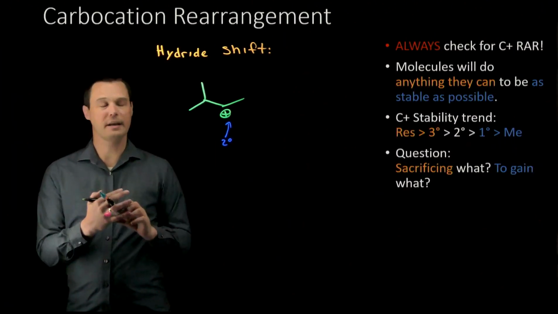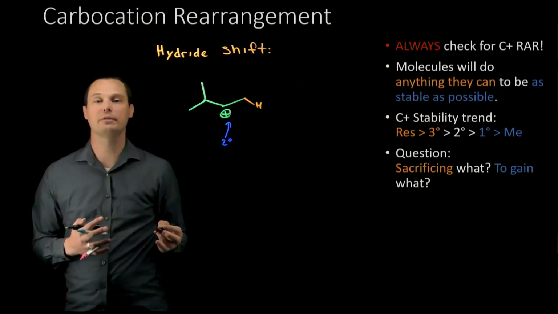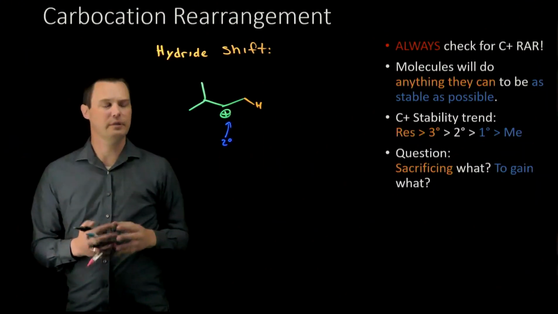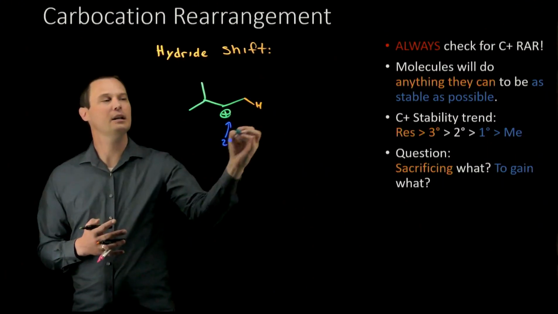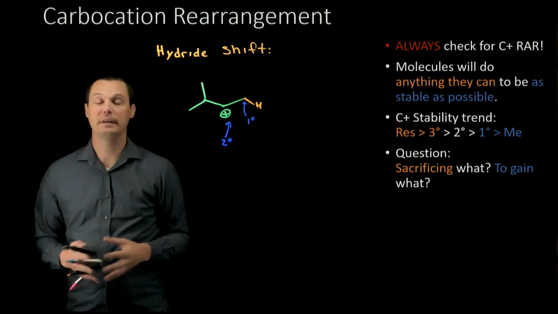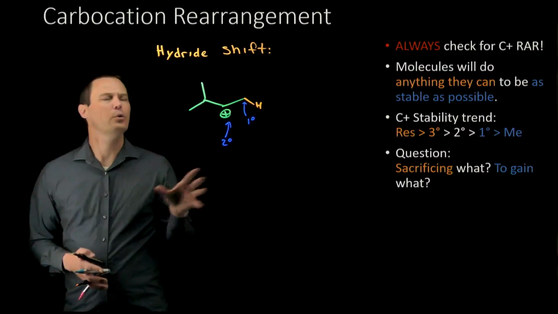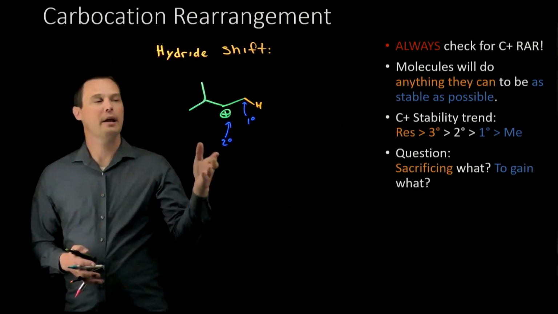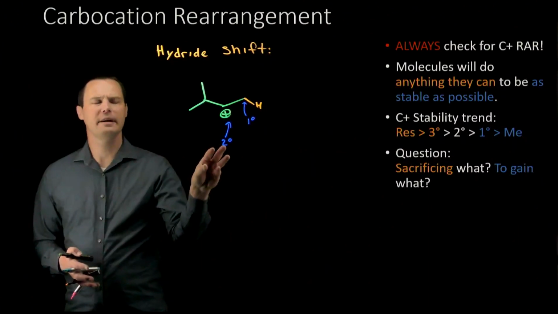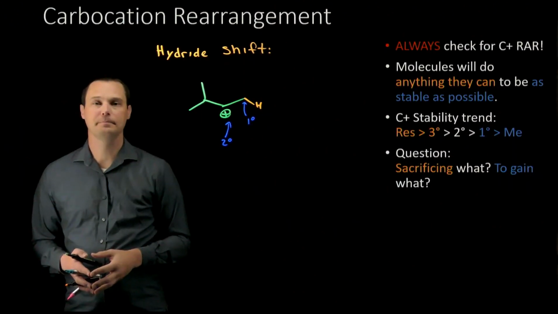If we look over on the right side, there is a hydrogen over here that could rearrange, a hydride shift. There are 3 hydrogens on this carbon. If we rearrange one of these hydrogens, we'd be sacrificing a secondary carbocation to gain a new hypothetical primary carbocation. Can that happen? Sure, yeah, it can. It's mechanistically legal. Will it happen? No, not in this case, because a secondary carbocation is already more stable than a hypothetical primary carbocation. We're not going to sacrifice a secondary carbocation to gain a less stable primary carbocation.